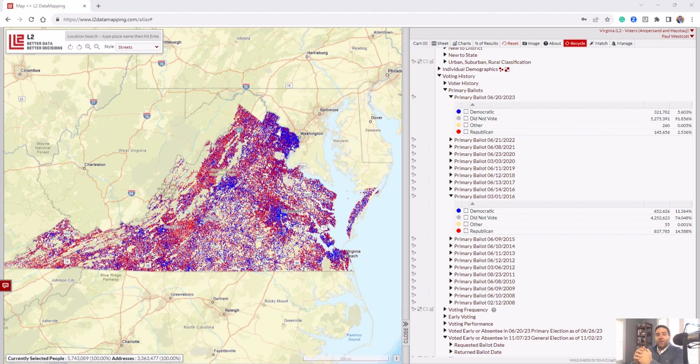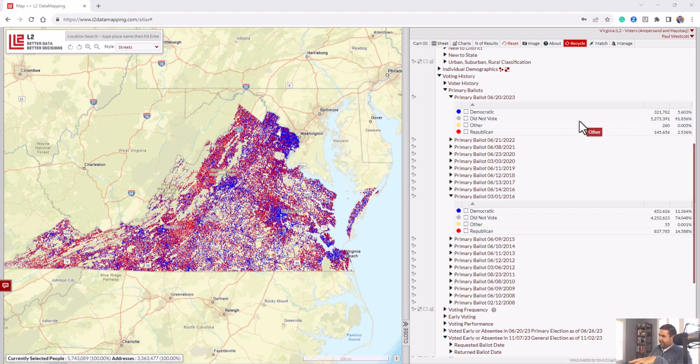So what we then do, in order to determine party affiliation, is we first look at the primary ballot selection, and you can see I've got this open here on the right-hand panel. You can see that in the 2023 June primary, we had around 321,000 Democrats pull a ballot and around 145,000 Republicans pulled a ballot. The most important part of this is this only makes up about 8% of the voting population.